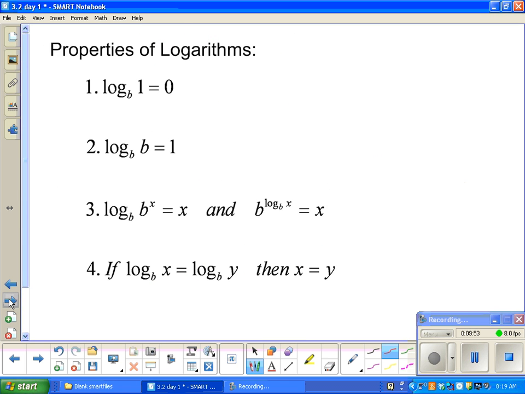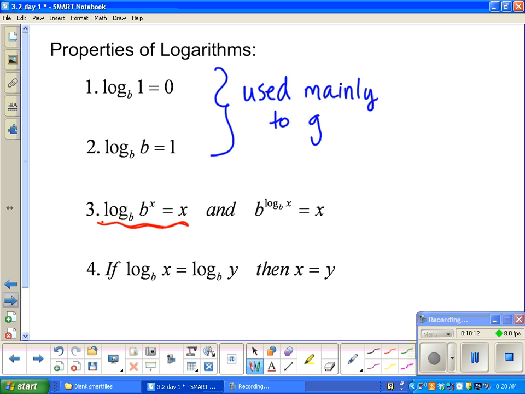Okay, so here's some of our properties. We already looked at this one right here. Okay, we already used that one. But what these are going to be used for: these two will be used mainly, not solely, to graph logs. These two, again, not solely, will be used mainly to simplify and or solve.